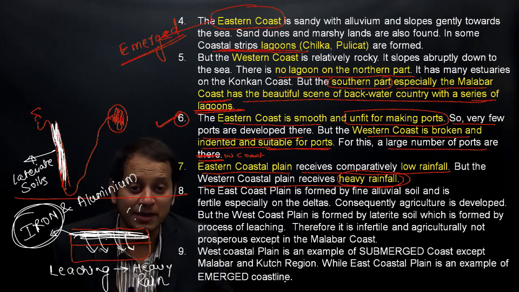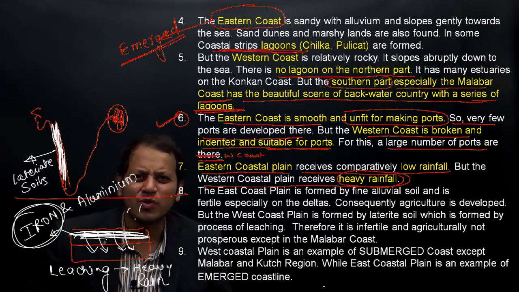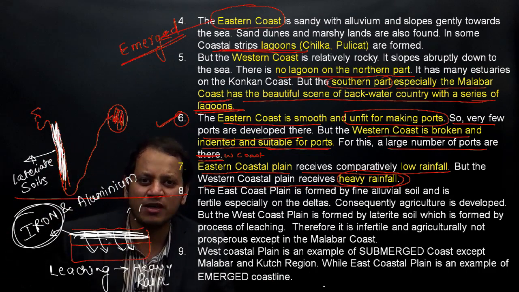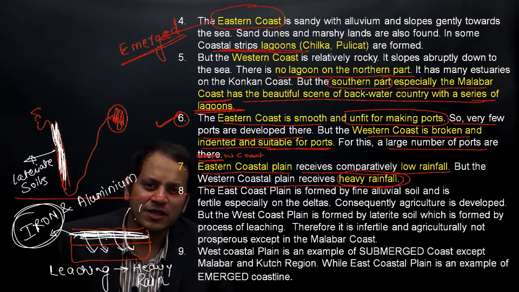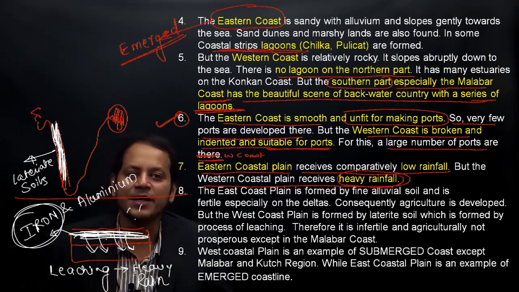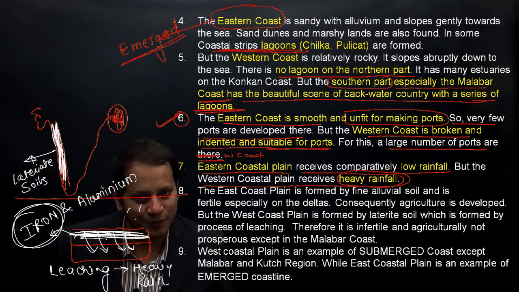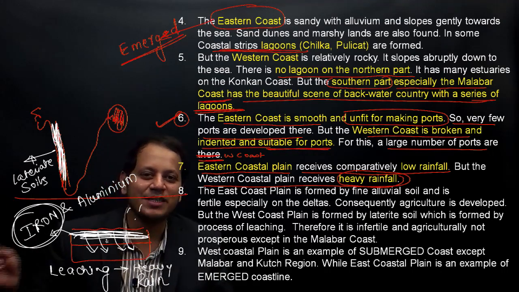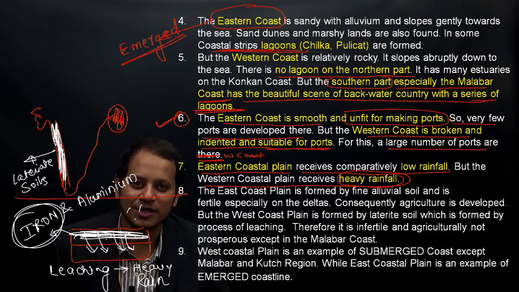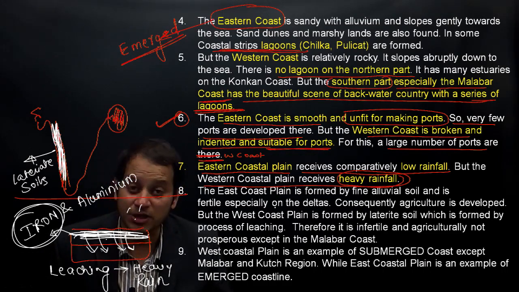The east coastal plain is formed by alluvial soils and is fertile especially on the deltas. Why? Because what is a delta? Delta is a depositional feature. Depositional feature by what? Lakes, rivers, wind. It is by rivers. So when rivers form a depositional feature, what kind of soil is it? Alluvial soil. Is alluvial soil fertile or infertile? It is fertile. Otherwise, the Great Plains of India would not have been agriculturally the most important region. Indo-Gangetic plains form a fertile alluvial soil. So the east coastal plain is formed by fine alluvial soil and is fertile especially in the delta regions.